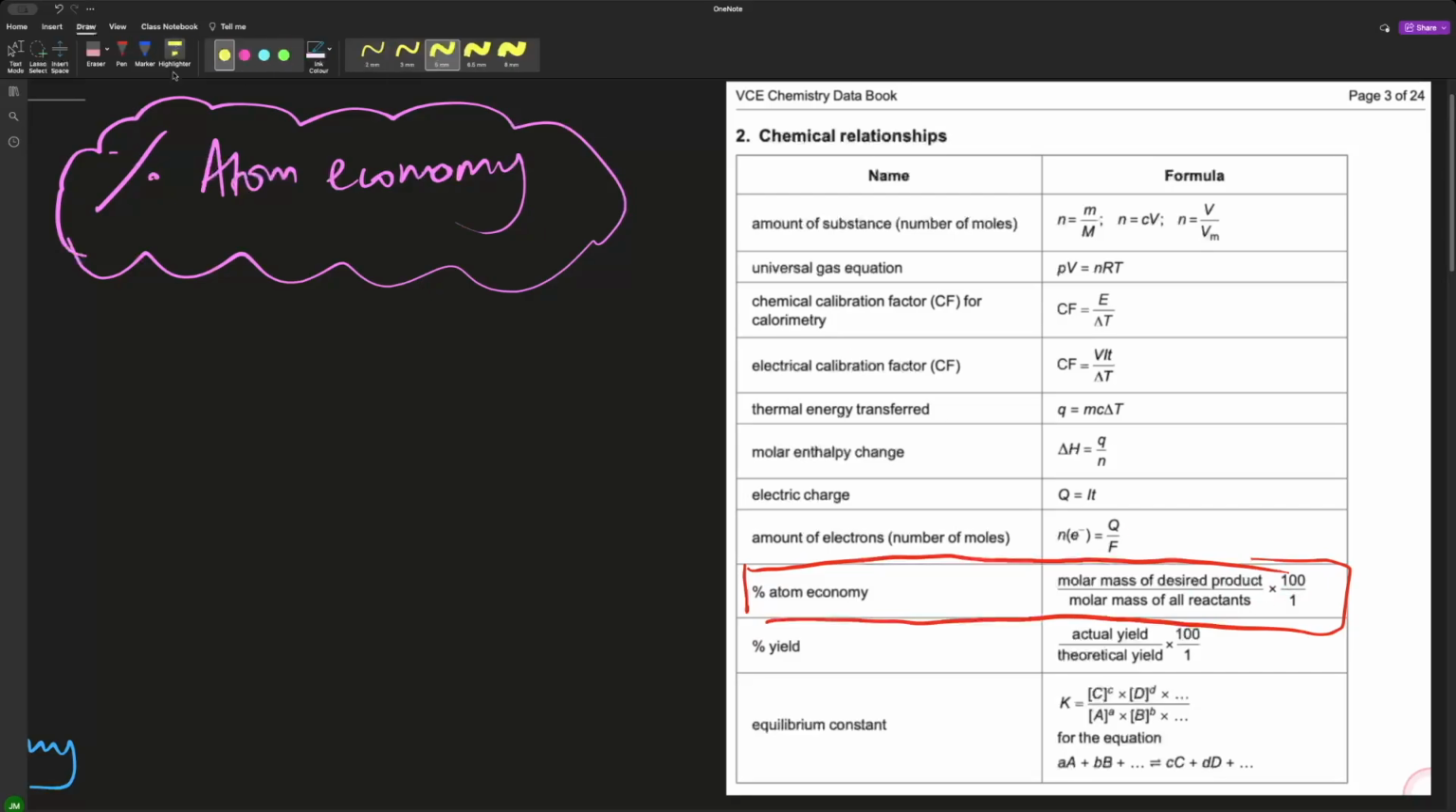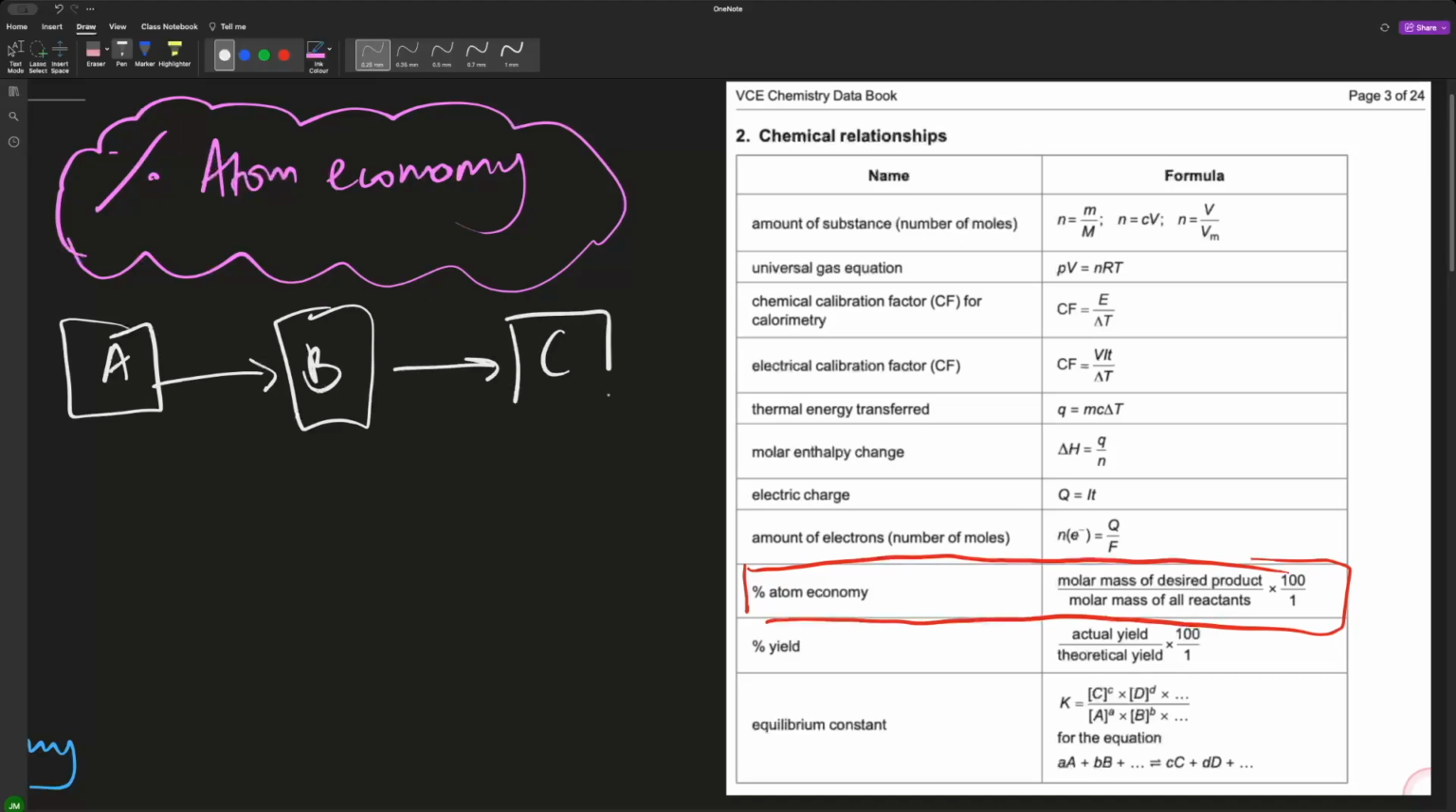Now, we know how to calculate atom economy for single step reactions, so just a single reaction, reactants equals products. We know how to do that, but we don't know how to do it for a multi-step process. Think about a reaction pathway. For example, let's say molecule A is converted into molecule B, and then molecule B is converted into molecule C. We haven't really discussed how to calculate the percentage atom economy for this entire process.